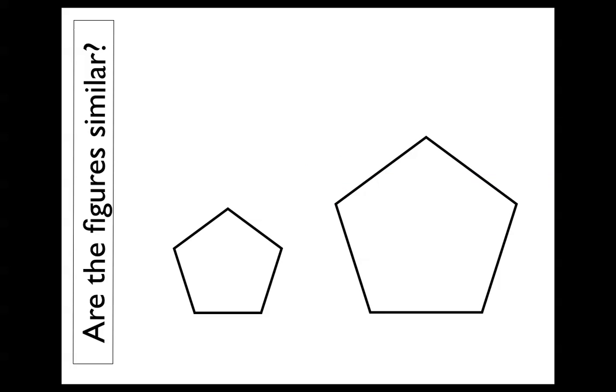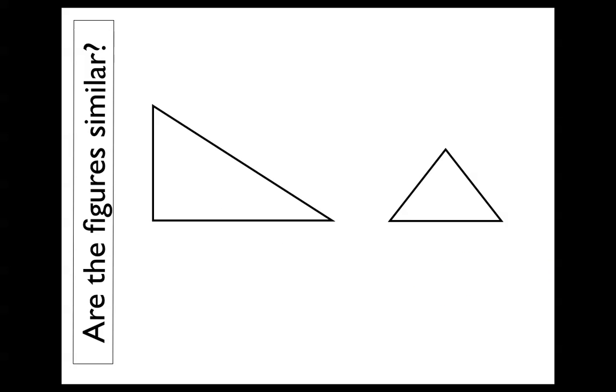Okay? Are these two figures similar? Yeah, they're the same shape of a pentagon, but they're different sizes. They're not congruent, but they are similar. What about these two triangles? Are these two triangles similar? No, they're not even the same shape of a triangle. One's a right triangle and one's an acute triangle. These aren't similar. They're just two different triangles.